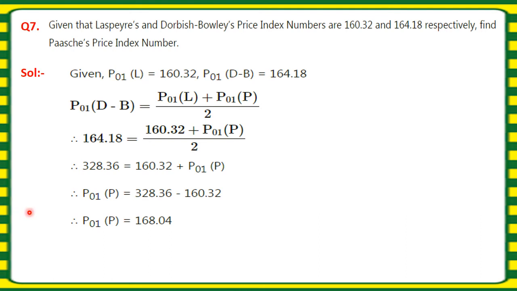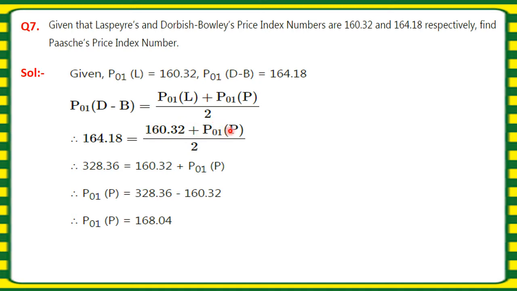Question number 7. Given that Laspeyres and Dorbish-Bowley's price index numbers are 160.32 and 164.18 respectively, find Paasche's price index number. We know the relation between Dorbish-Bowley's, Laspeyres and Paasche's, that is P01 of DB is equal to P01 of L plus P01 of P divided by 2. And substitute the given quantities, the Dorbish-Bowley's price index number and the Laspeyres price index number given.